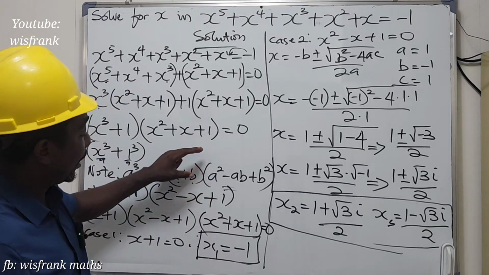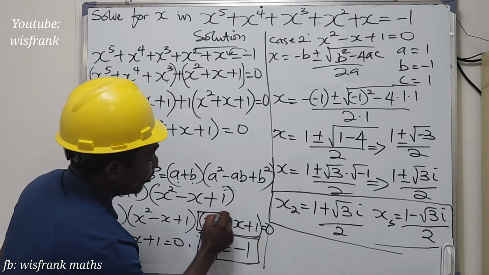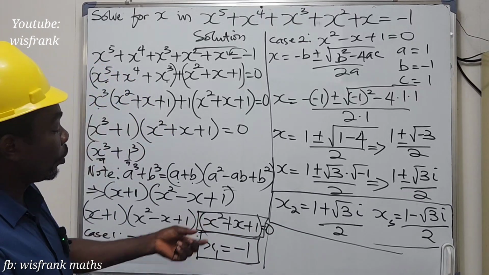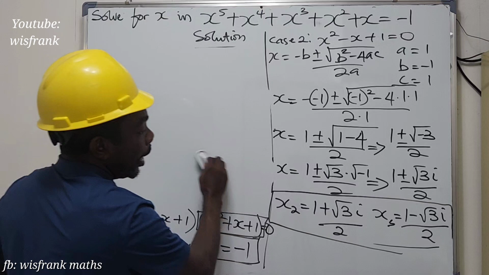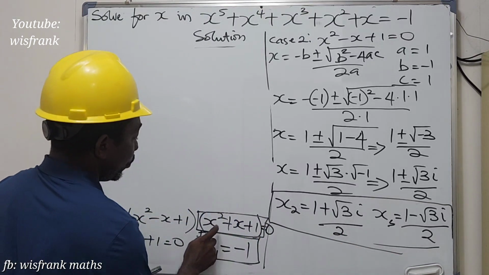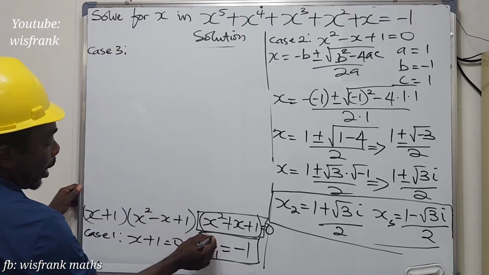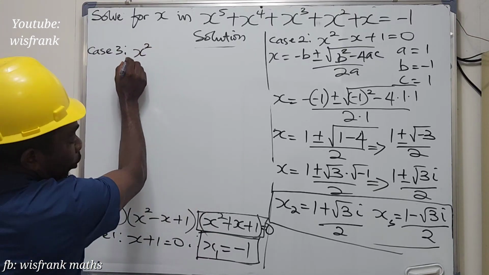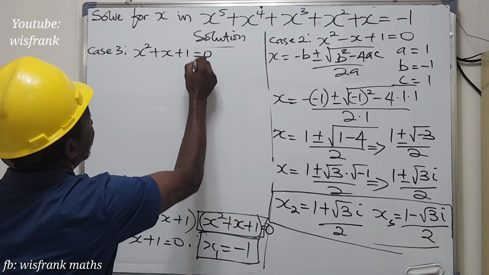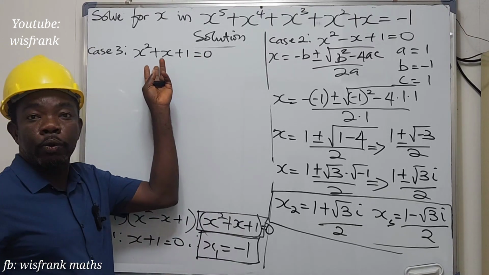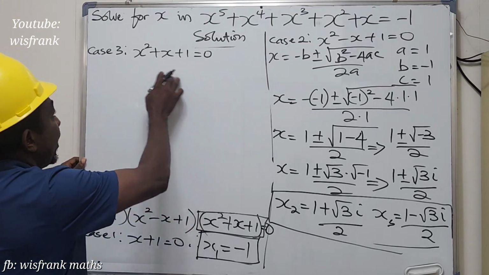So we are going to look at case 3, which is this other one, the remaining one of the parentheses. So we need to clean this. As we said, we are going to check case 3, where we have x to the power of 2 plus x plus 1 equals 0. So this is a quadratic equation also. We are going to use the quadratic formula to find the value of x in this equation.